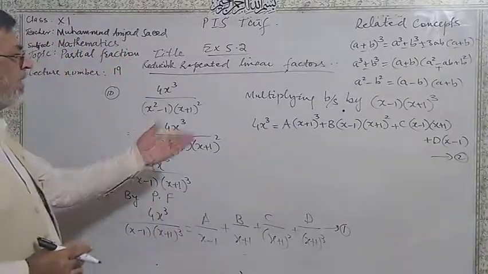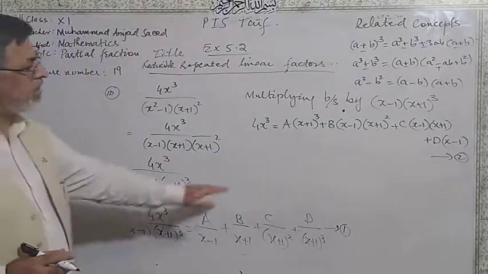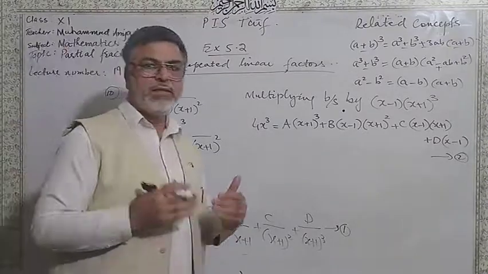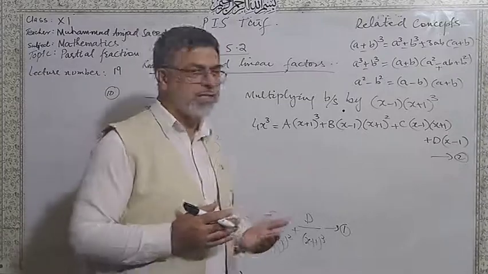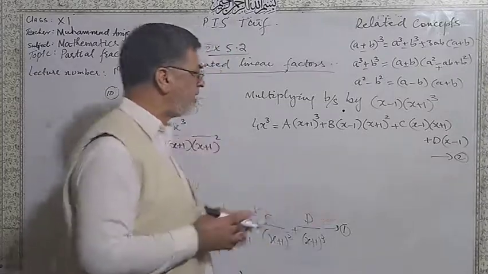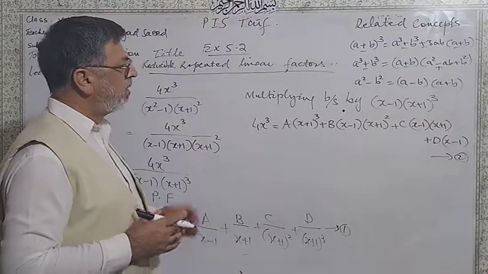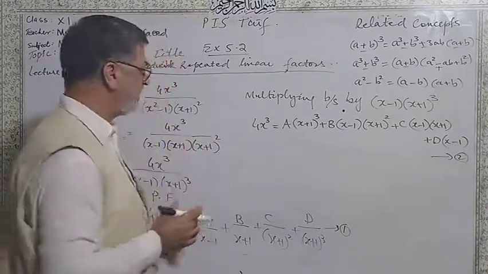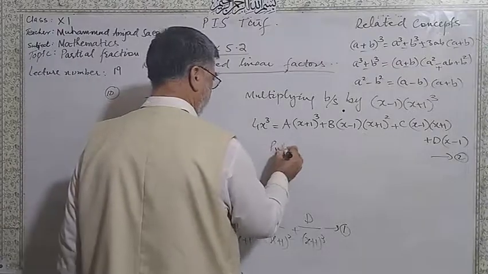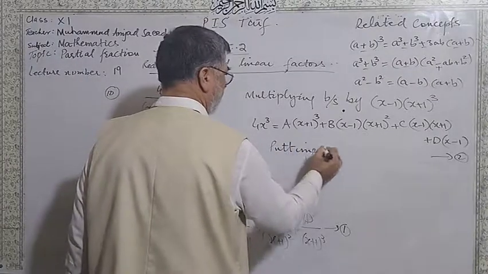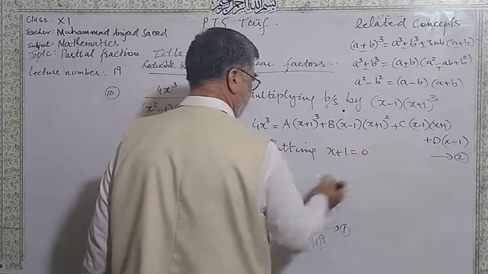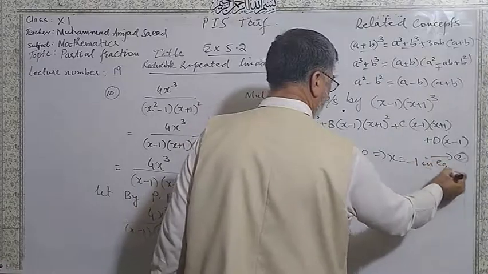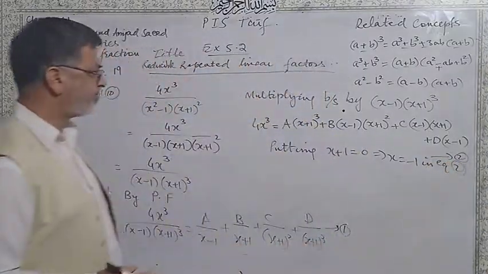Dear students, we have written this equation in linear form. So by the putting method, we can find the values of as many constants as possible, and after that we will find the other constants by the comparison method. Here is putting x plus 1 is equal to 0, which implies that x is equal to minus 1 in equation number 2.